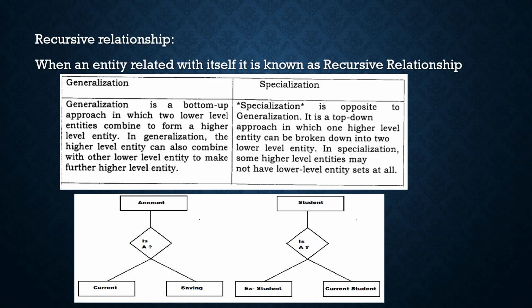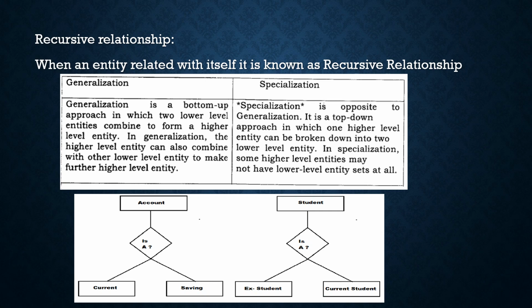And recursive relationship. So what do you mean by recursive relationship? When an entity is related with itself, it is known as recursive relationship. That means an entity is connected or related to the same entity. It may be directly, or sometimes indirectly by using some other relationship or rhombus, and such a relationship is called a recursive relationship.